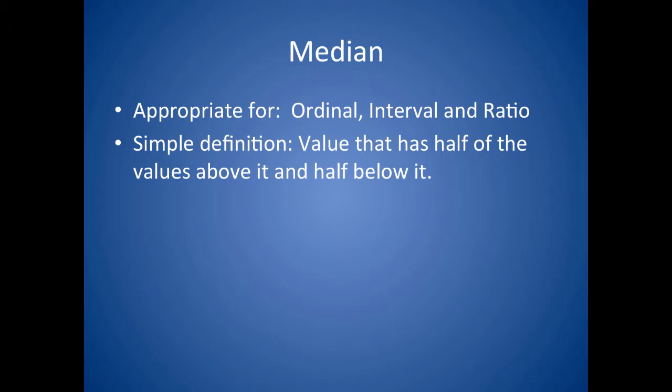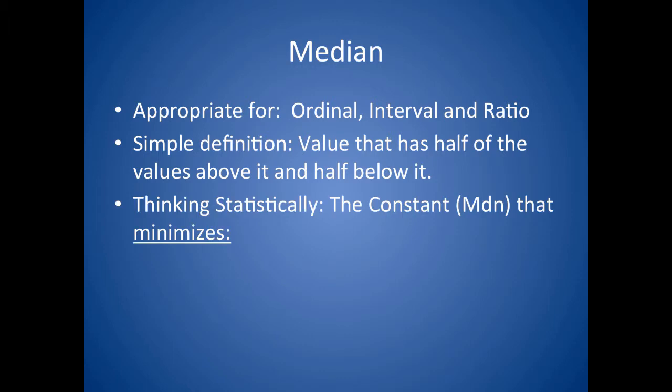The simple definition of the median is that it is a value that has half of the values in the data set above it and half of the values in the data set below it. We'll note here that the median itself does not have to exist in the data set. It's just a number that has half of the values in a data set above it and half below it.